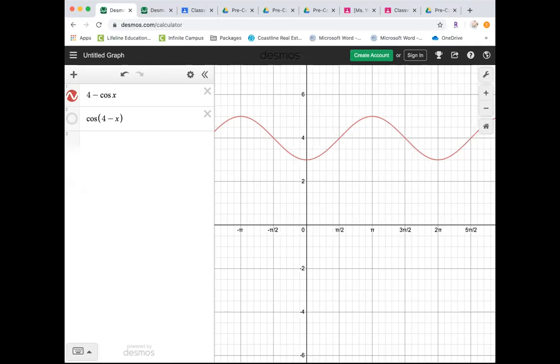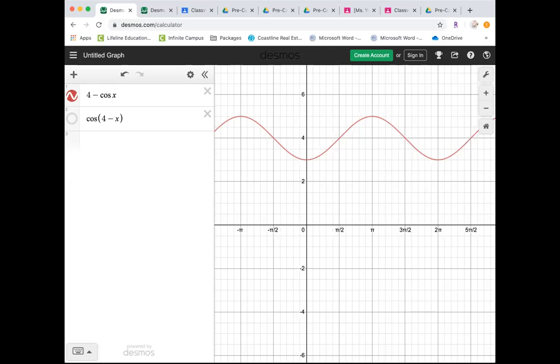Okay, I'm going to pick people. Let's pick Alexis first. Alexis, what is the range of this graph right here? Alexis, are you here? Hello? Am I the only one in here? Yes, thank you, Ashley.